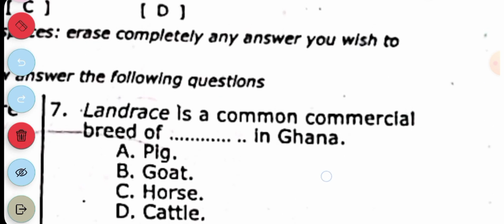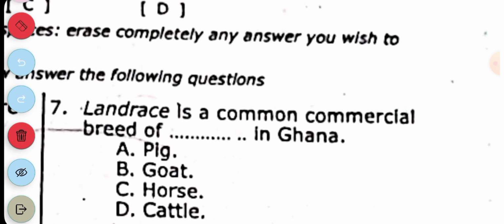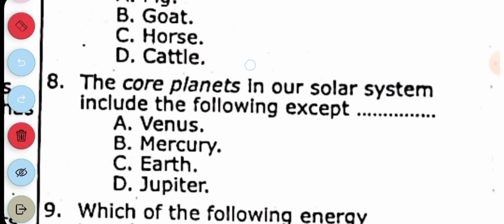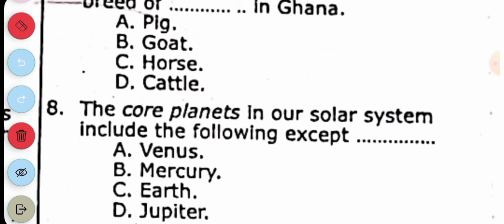Question 7. Land race is a common commercial breed of dash in Ghana. A. Pig, B. Goat, C. Horse, D. Cattle. And the correct answer is A. Pig.